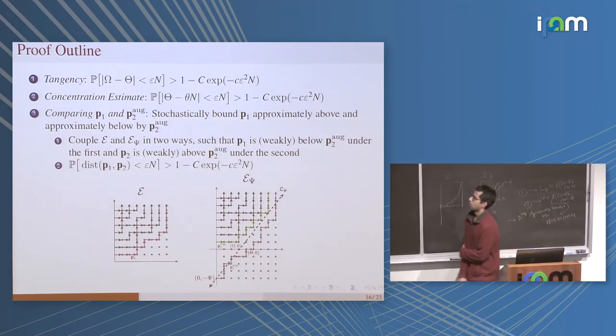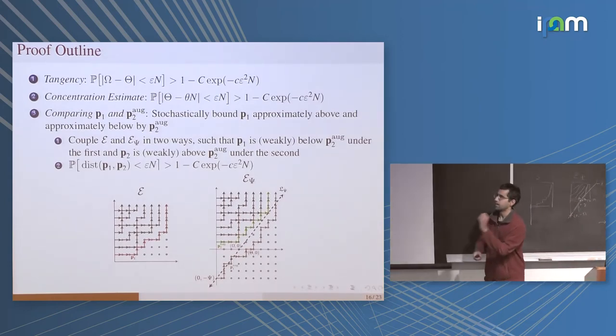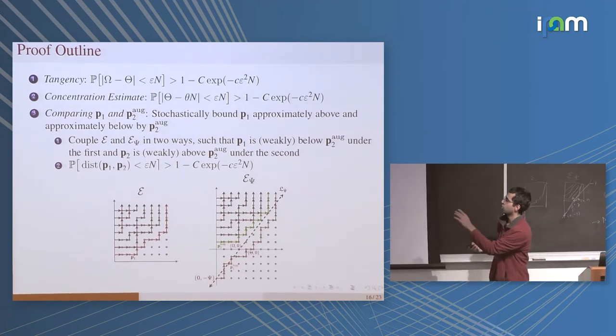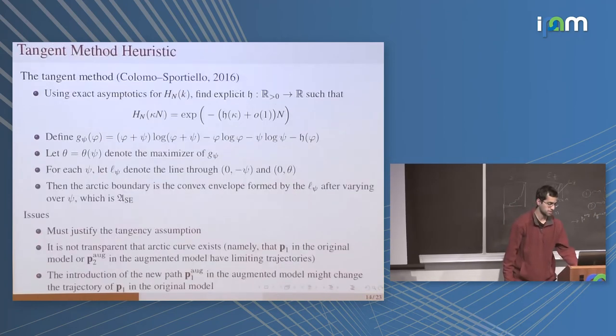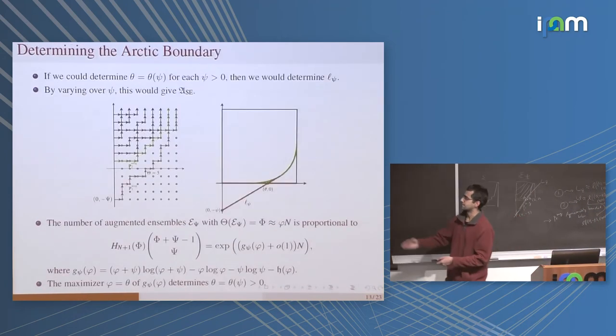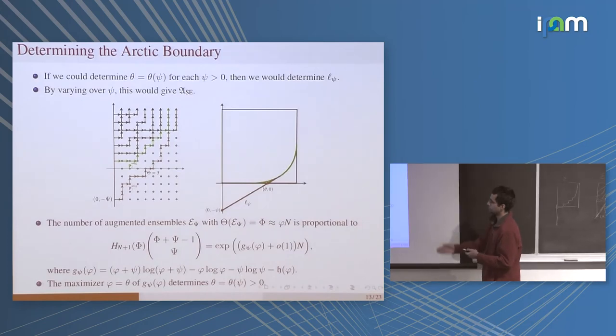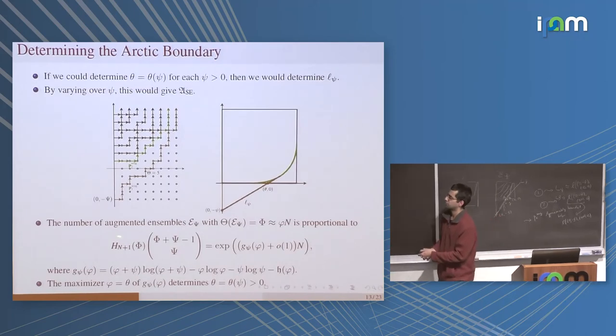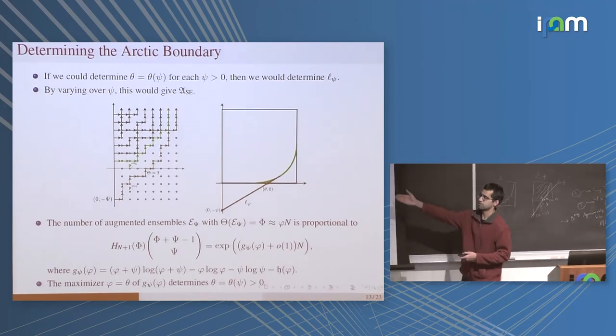Okay, so good. So now I'll try to outline how to implement this proof. And I should say that step two is more or less done already by the computation I had from this slide here, because I can exactly compute the probability that theta is equal to some value. It's exactly given by this thing. So the concentration estimate for this theta is just due to the exact formula for the number of augmented ensembles with a certain value of theta.